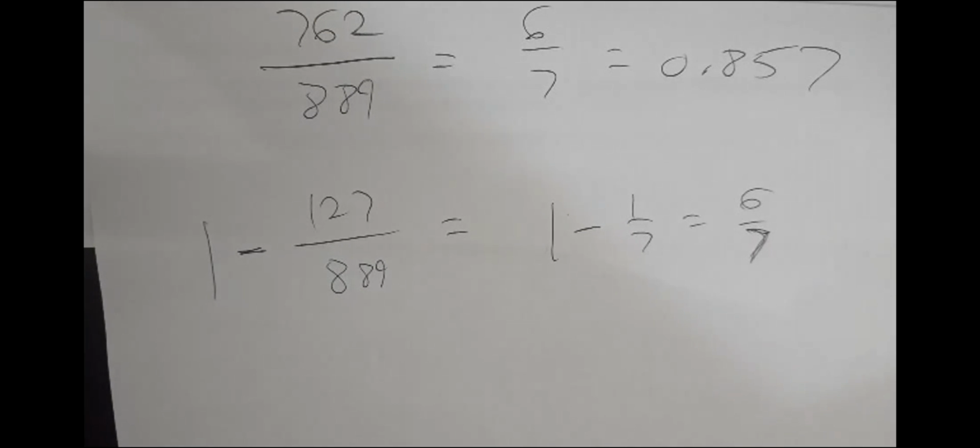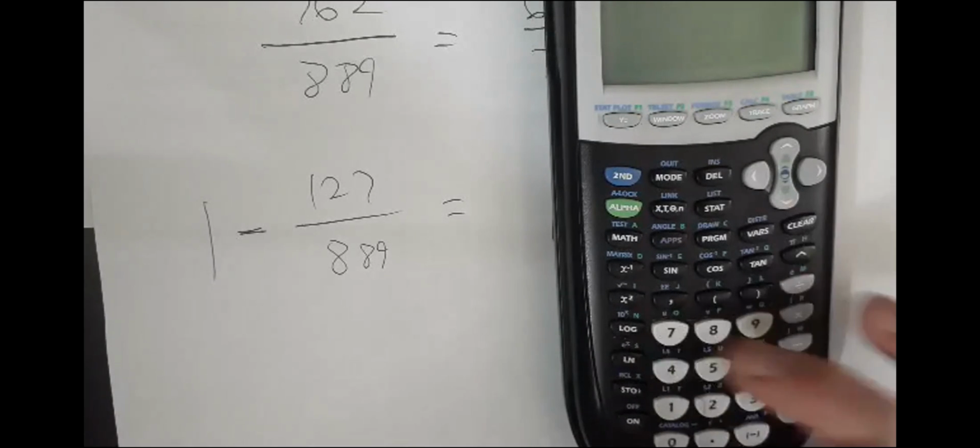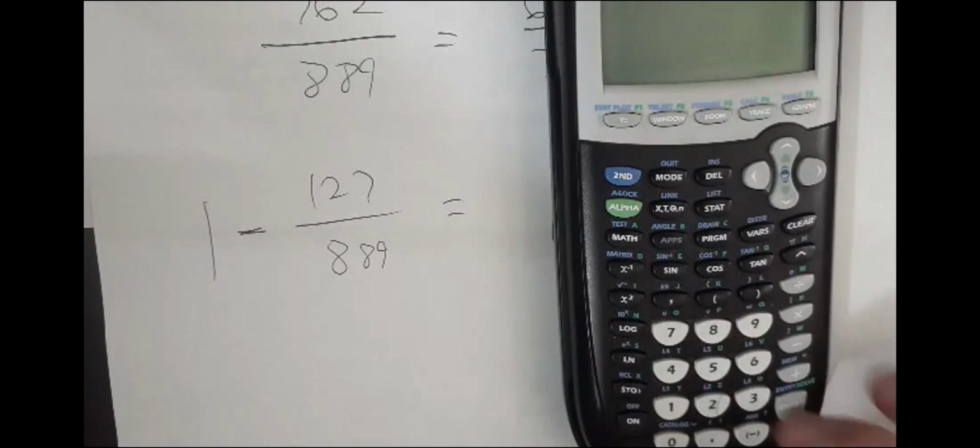And I got one more question. Could you show me the button on your calculator that you used for the fraction conversion, or whatever that was that you did? If I do 762 over 889, is that what you're talking about?